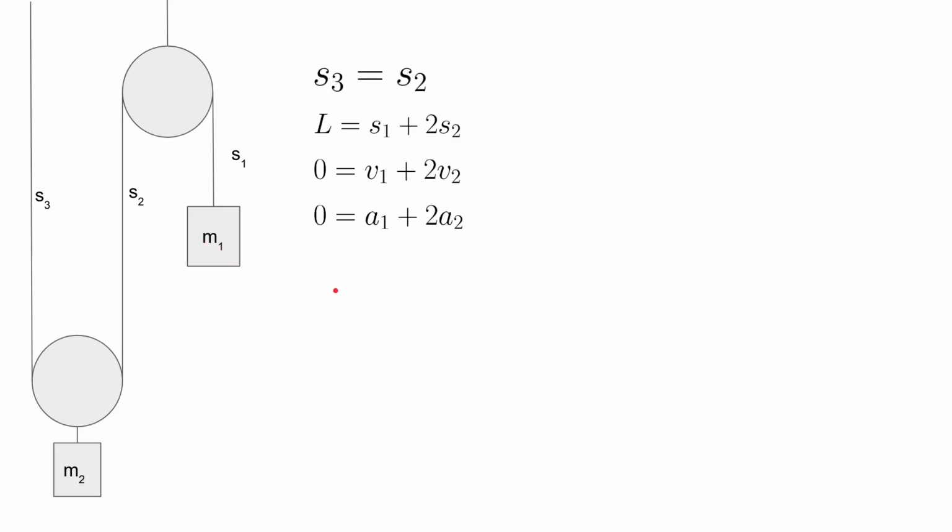So from this, we can derive very easily that V2, so the velocity of mass 2, or the rate of change of S2, is equal to negative 1/2 that of mass 1 and S1. Likewise, A2, so the acceleration of mass 2, and the rate of change of rate of change of S2 is equal to negative 1/2 that of mass 1 and S1.